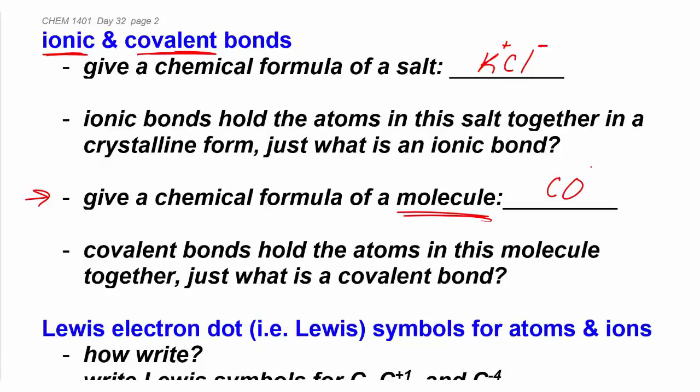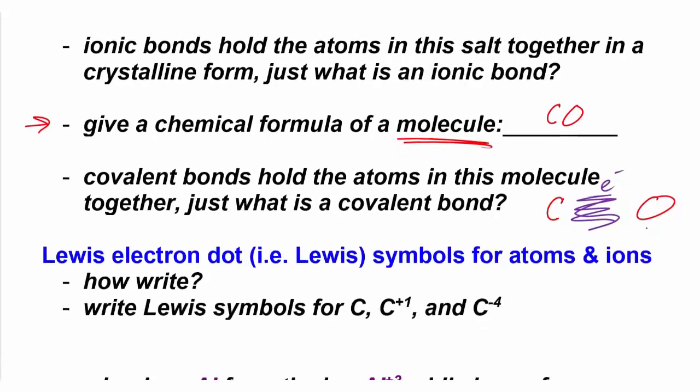Just what's a covalent bond? A covalent bond is essentially a tug of war for electrons. Between these two elements, you have electrons. And the carbon and the oxygen nucleus are just tugging on those electrons. Nobody really knows whose electrons are whose. And there's a tug of war going on for those electrons between those two atoms. And that's essentially a covalent bond. And that's what holds the molecule together.